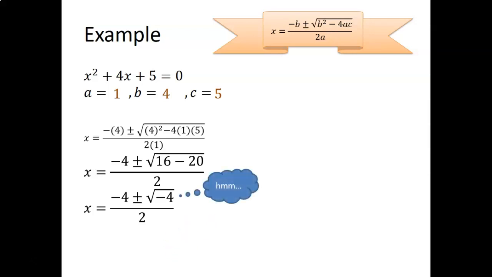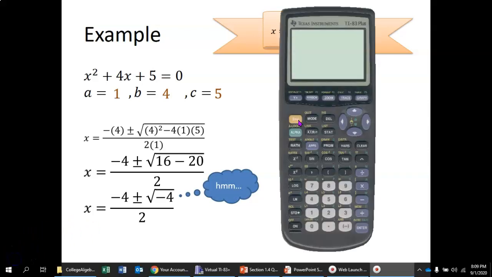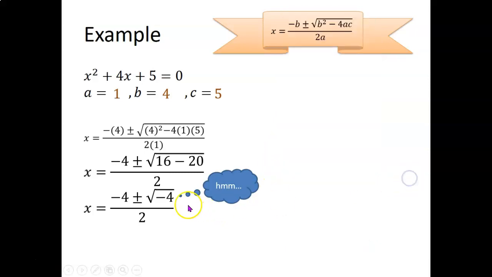The square root of negative 4. What would that be? I wonder what my calculator would say. Hey calculator, what's the square root of negative 4? Error, non-real answer. So yeah, when you try to take the square root of a negative number, that is not real. That is not a real number. There is no real number that you can multiply times itself and end up with a negative result.